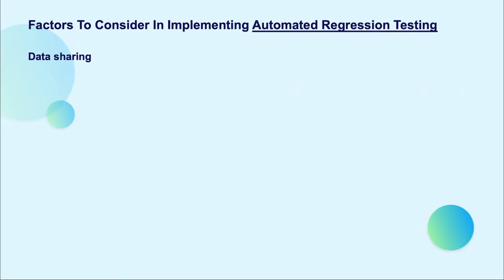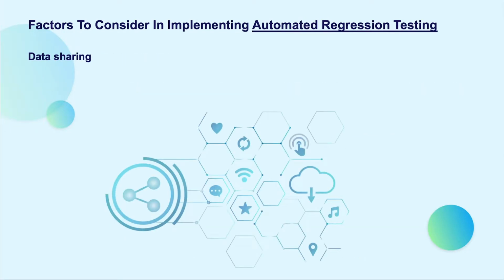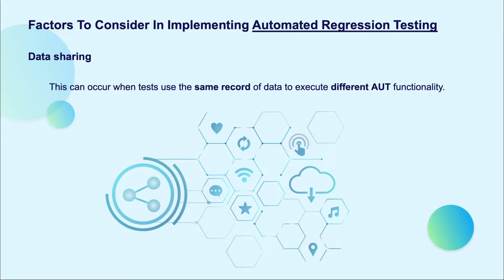Tests often share data. This can occur when tests use the same records of data to execute different application-under-test functionality. An example of this might be test case A, which verifies an employee's available time for vacation, while test case B refers to courses taken as part of these employees' career development goals. Each test case uses the same employee information, but verifies different aspects of the employees.